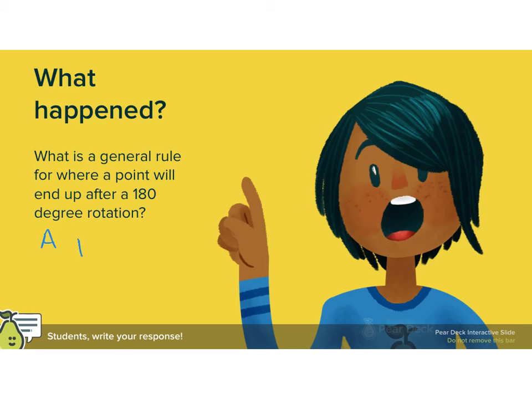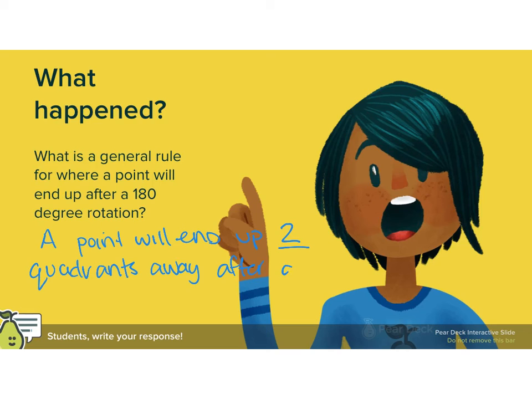So a point will end up 2 quadrants away after a 180 degree rotation. That is the rule. So for 90 degrees, it's 1, 180, it's 2, 270, it's 3.